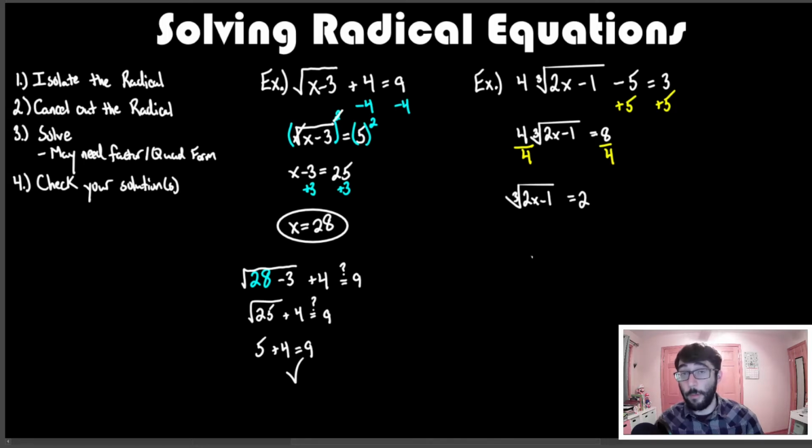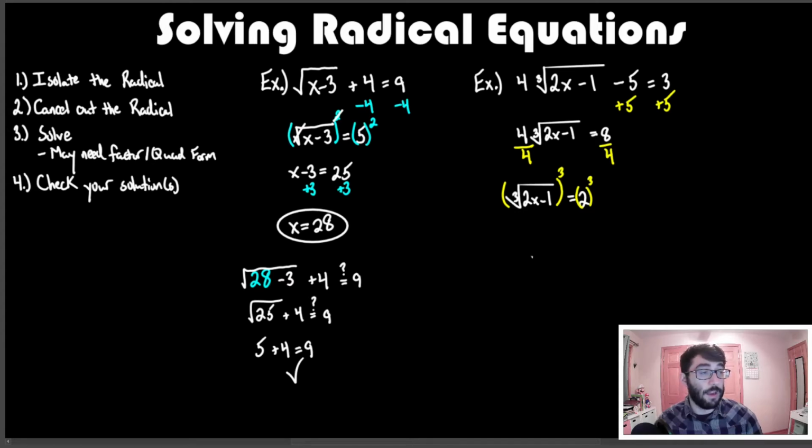Now, from there, remember, we have to actually cancel out the radical. We have to cancel out the cube root in this case. Well, to cancel out a cube root, you've got to cube each side, just like in order to cancel out a square root, you had to square each side. So I go ahead and raise each side to the power of 3.